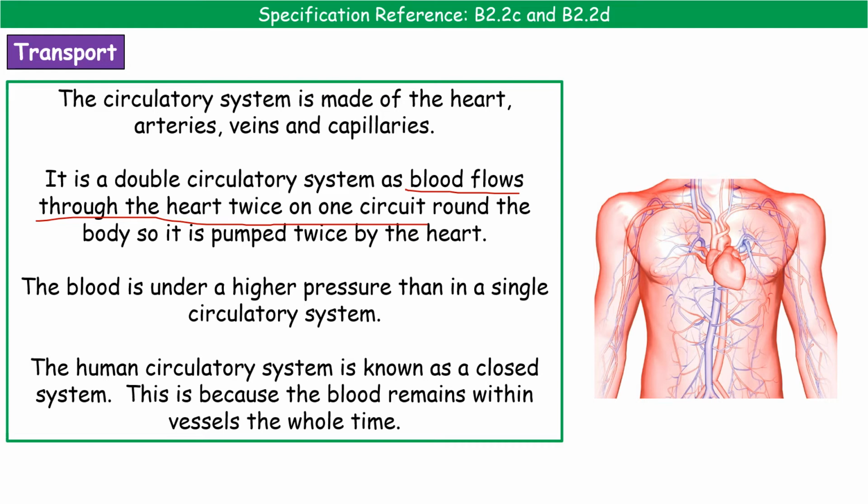The second phrase they could throw in is this idea of a closed system, and it's closed because the blood remains within the vessels the whole time it is circulating. So double because it flows through the heart twice on one circuit around the body, closed because the blood remains in vessels the whole time.